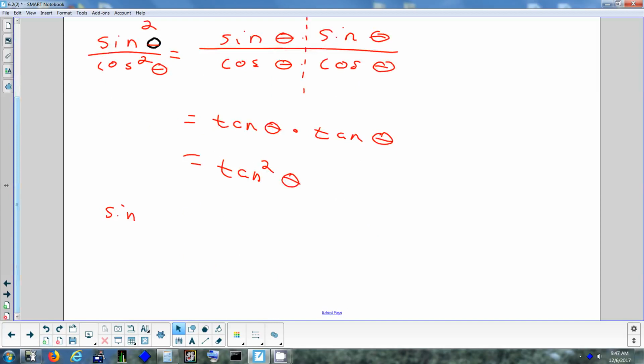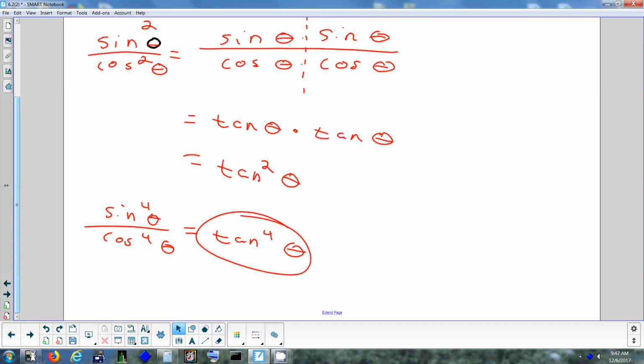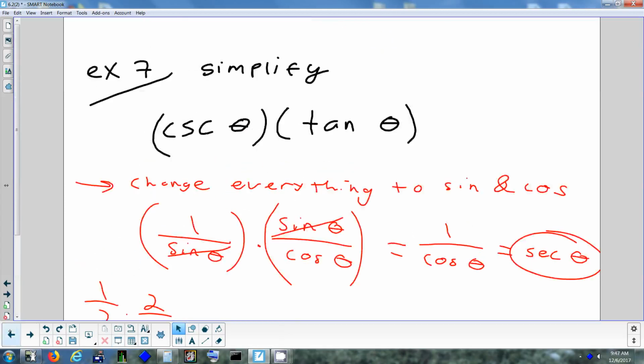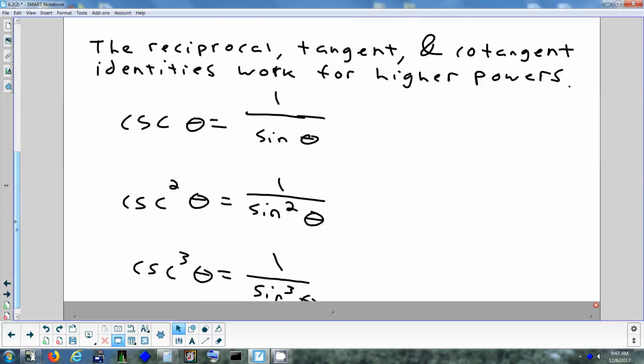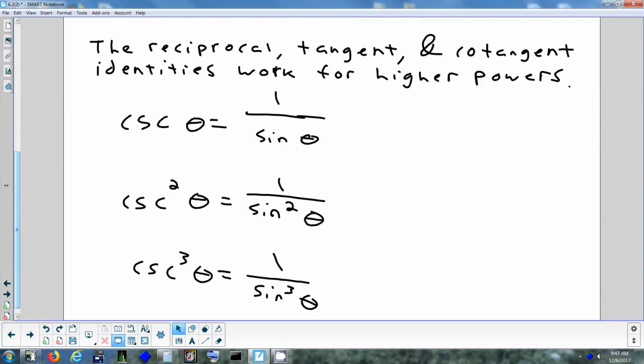So based off that idea, what do you think sine to the 4th over cosine to the 4th would be? Without doing the whole thing out. Tangent to the fourth. Okay, so the point I'm trying to show you with that one is that you can use identities with higher powers. If 1 over sine is the cosecant, then 1 over sine squared is the cosecant squared. 1 over sine cubed is the cosecant cubed. I didn't show it to you with a reciprocal, I showed it to you with the sine over cosine.